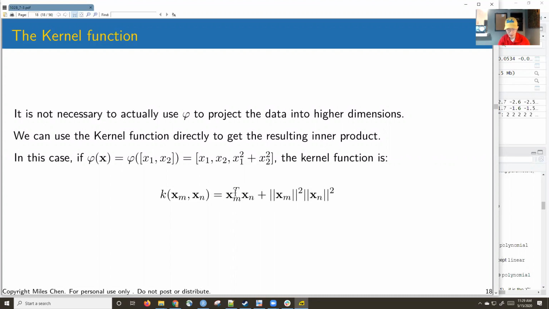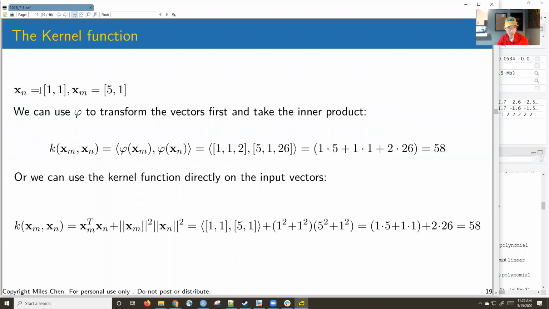So here I can just do the dot product of xm and xn plus the norm of xm squared times the norm of xn squared, okay? So I don't even need to transform xm and xn into 3D. I can just deal with xm and xn directly. Let me illustrate that. Here xm and xn are these two 2D vectors, okay? And 2 slides ago, we said we can transform them into 3D, take the dot product of those, and we get 58, okay? But here I can just use them directly on the input vectors. So here's the kernel function.